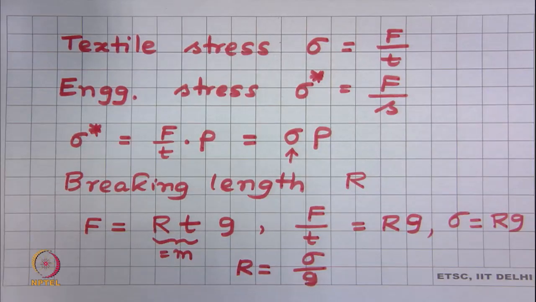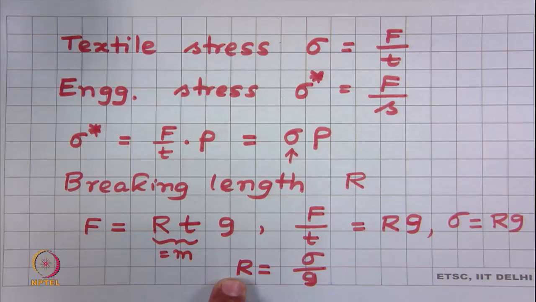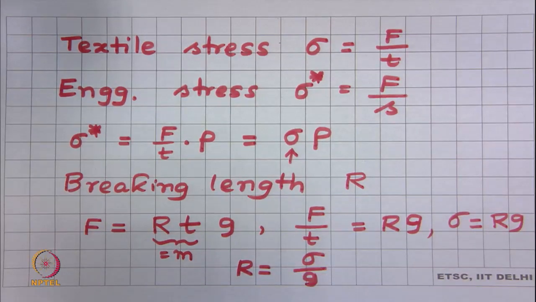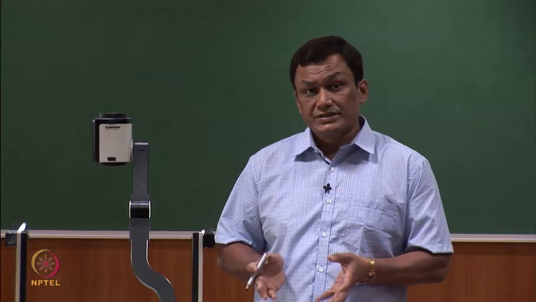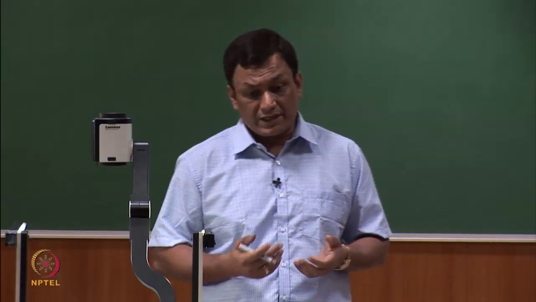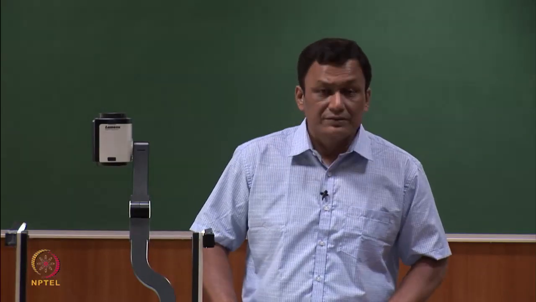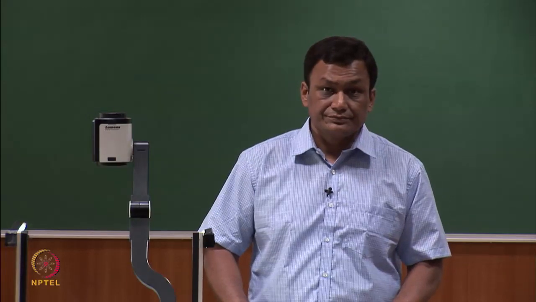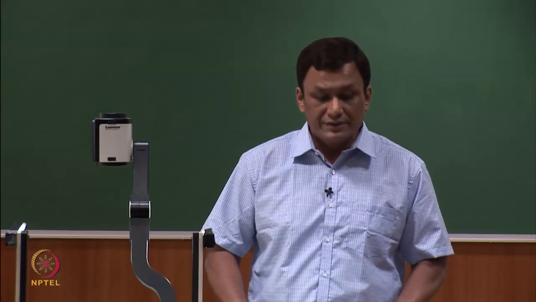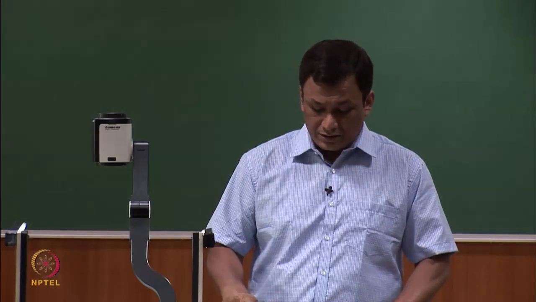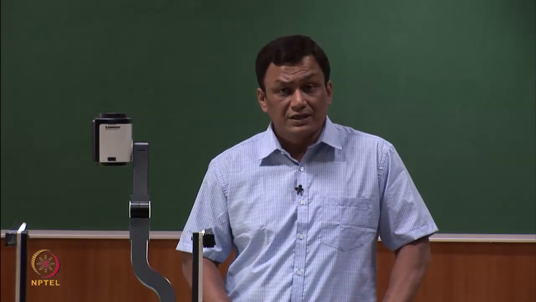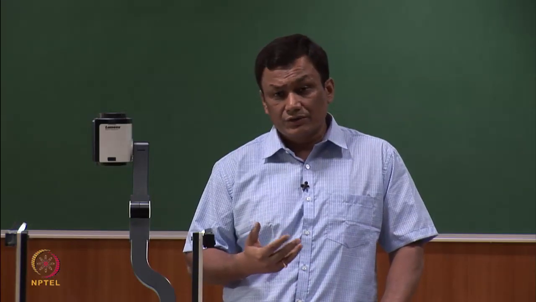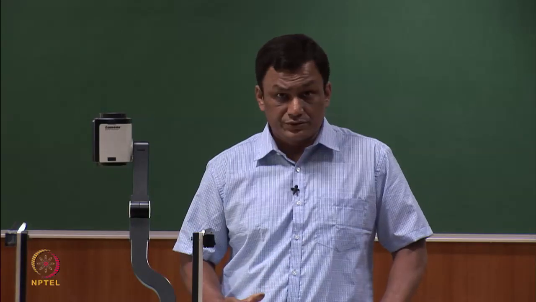So, if we know sigma, we can find out breaking length, and vice versa. If we know R, we can find out sigma. So, what we see is that all these terminologies, textile stress, engineering stress, breaking length, which we often use to characterize mechanical behavior of a fiber, are interlinked, right. Okay. So, these are the basic physical characteristics of a single fiber, which you will see we often use in many modules in this course.